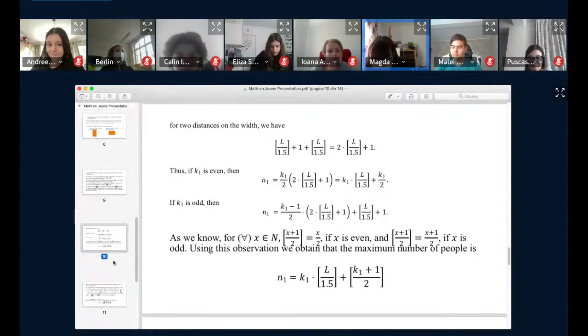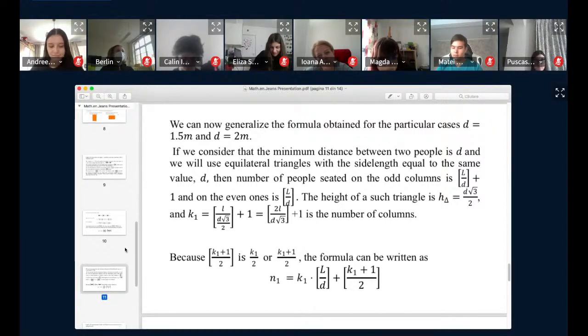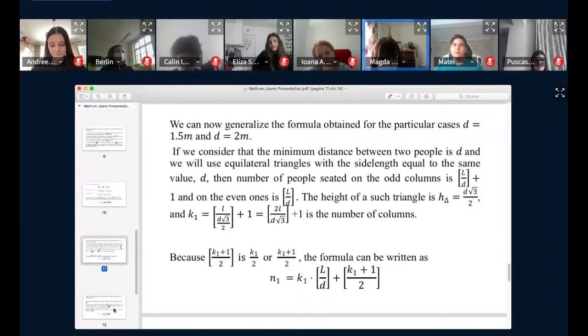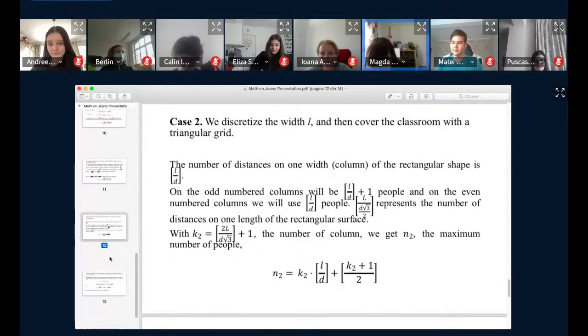In the second case, we discretize the width small l and cover the classroom with a triangle grid. The number of distances on one width of the rectangular shape is the integral part of small l over d, denoted with K2. The number of columns, we get the maximum number of people N2 equal to K2 multiplied by the integral part of small l over d plus the integral part of (K2 plus 1) over 2.